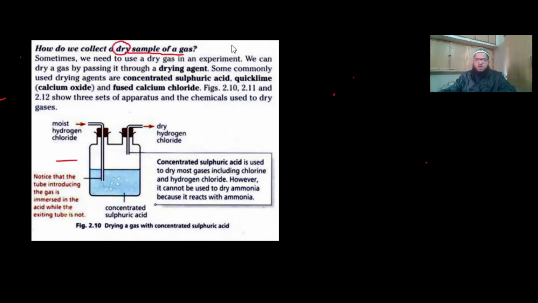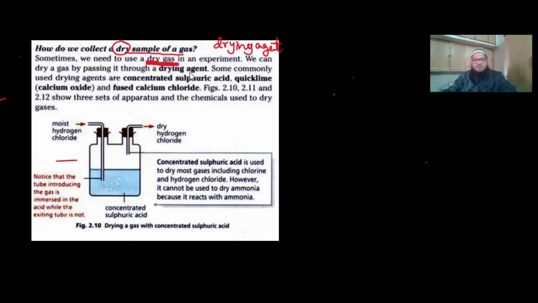A drying agent is also known as a dehydrating agent, and of course that makes sense, because dehydrate means to remove water. So we are removing water, that is, drying the gas. Dry gas is essential because in experiments, if there is an impurity in the gas, in this case water, it can disrupt our experiments and we might not get the desired answers.